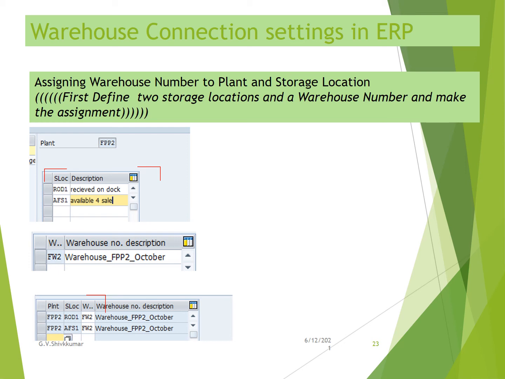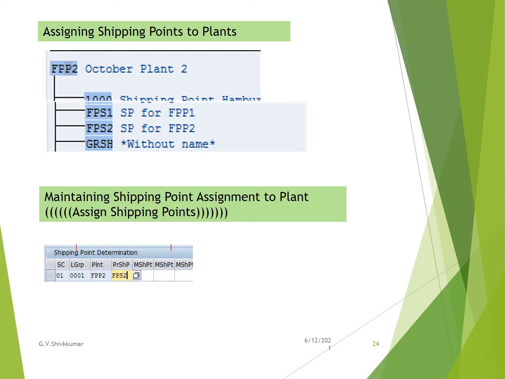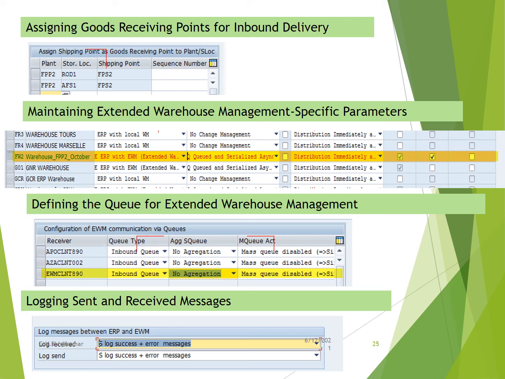So warehouse connection settings in ERP. So assignment of warehouse number to plant and storage location. Here the storage location is created and assigned to the plant. The warehouse definition, assignment of plant and warehouse to plant and storage location, assignment of shipping point to plant. So it's the same thing, whatever I told, right? And maintaining shipping point assignment to plant. So assigning goods receiving point for the inbound delivery.